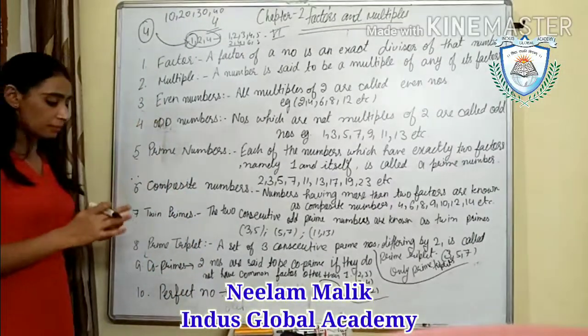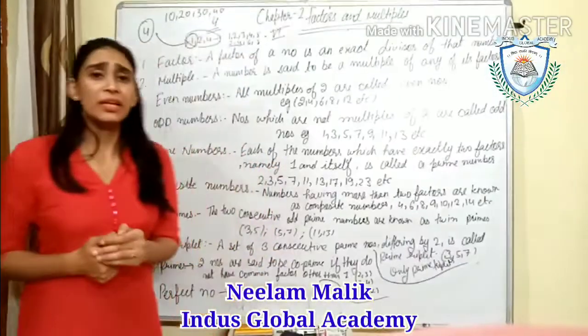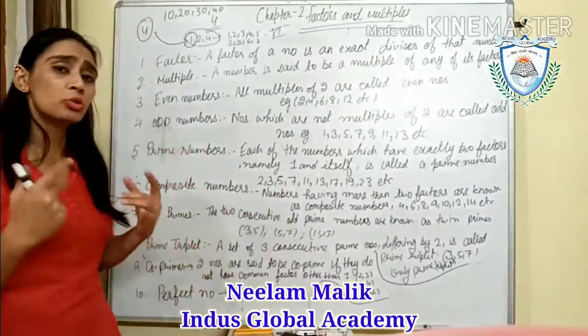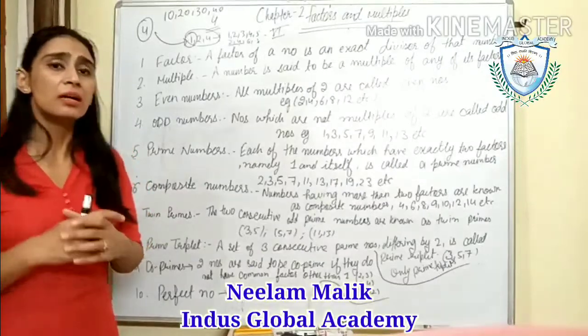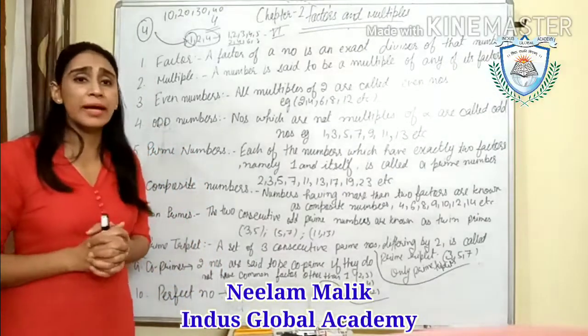Another is even numbers, and after that odd numbers. What are the even numbers? The numbers that are divisible by 2 are all the even numbers. Means the numbers that get divided by 2, those numbers are the even numbers. And what are the odd numbers? The numbers that are not divisible by 2.